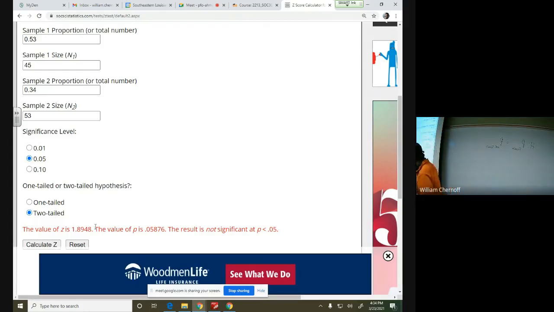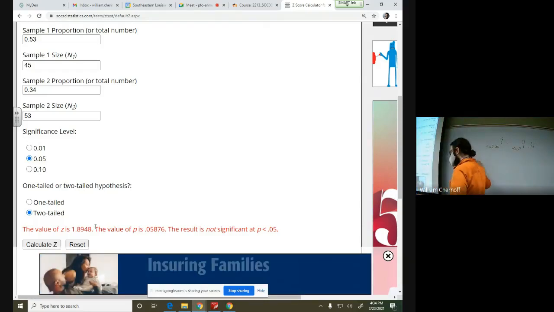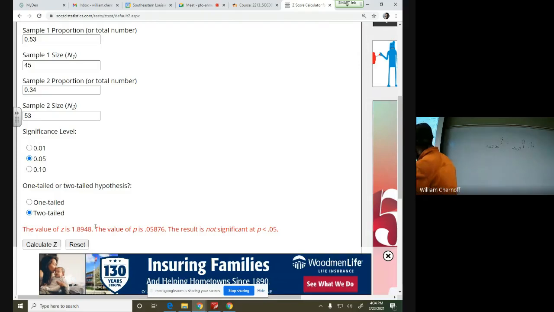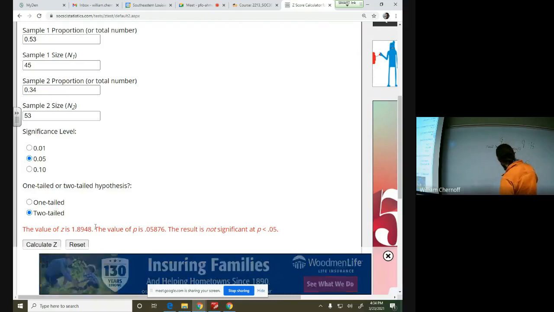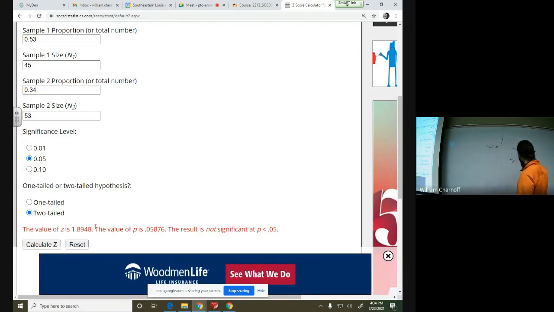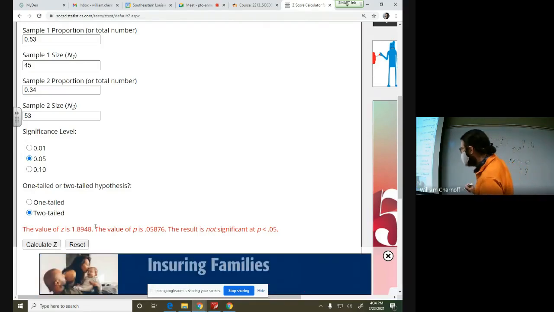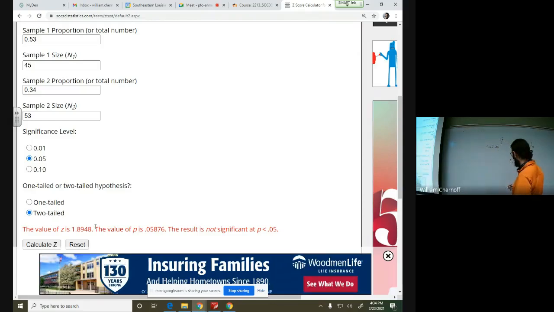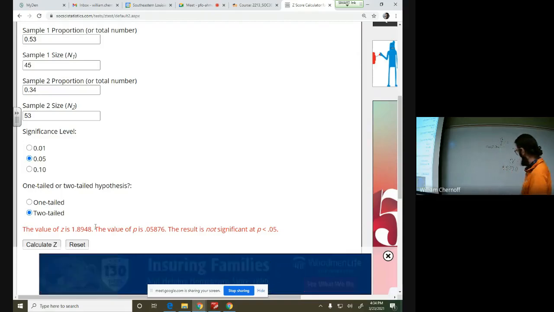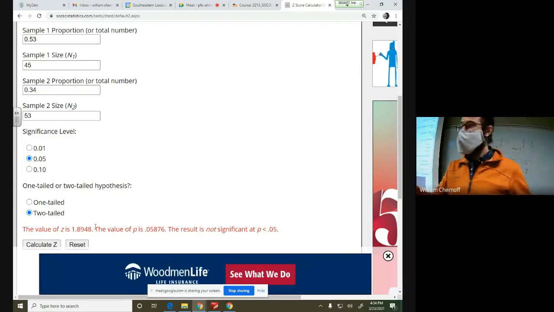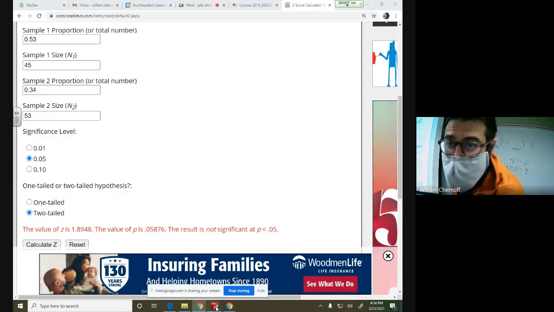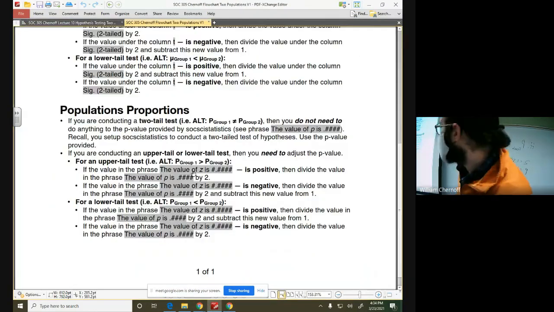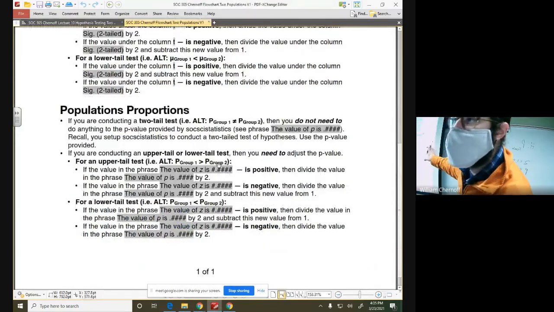So here we can see a z value. We can take that out and write it down. Here z equals 1.89, and then we'll have this p, which is 0.0587. So we have some information. We can then go to our flow chart. Since we're focusing on proportions, we want to use the second flow chart.